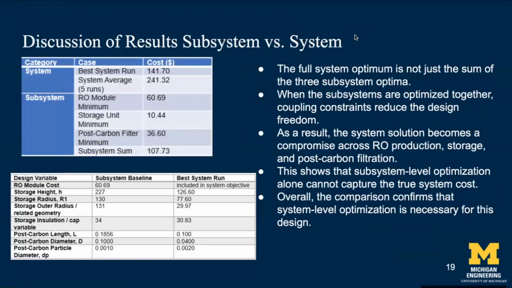For the subsystem-to-system comparison, the main takeaway is that the full system optimum is not simply the sum of the three subsystems' optima. Once the subsystems are optimized together, coupling constraints reduce the design freedom. So the final design combines the compromise across RO production, storage, and final polishing. This shows that subsystem-only optimization tends to be too optimistic.